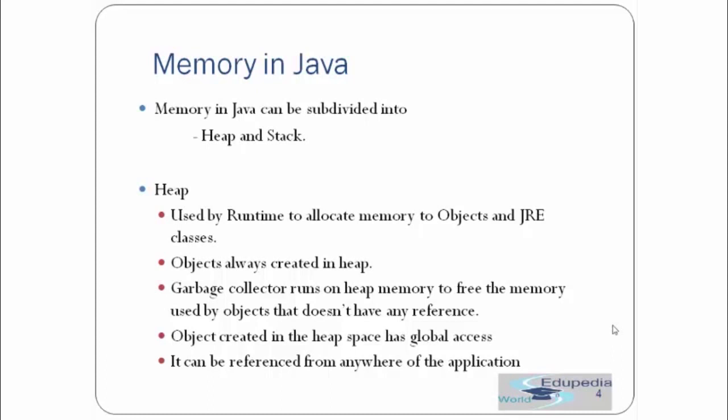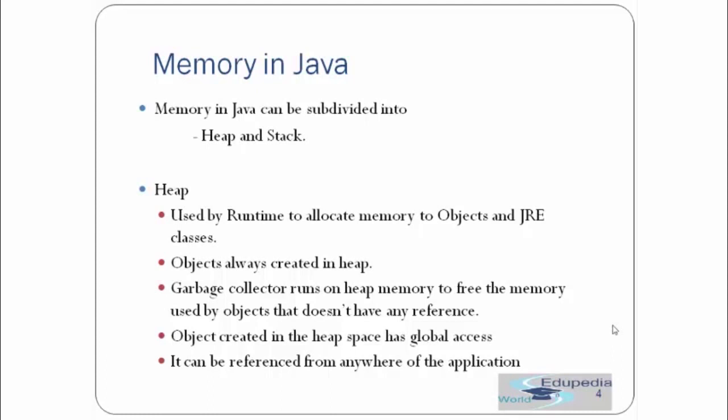After that, the garbage collector runs on heap memory to free the memory used by objects that do not have any reference. So you see, the garbage collector always runs on heap memory, and what it does is free those objects that are not having any reference, and thus remove those objects, and basically it's freeing your memory. So that's the purpose of the garbage collector.